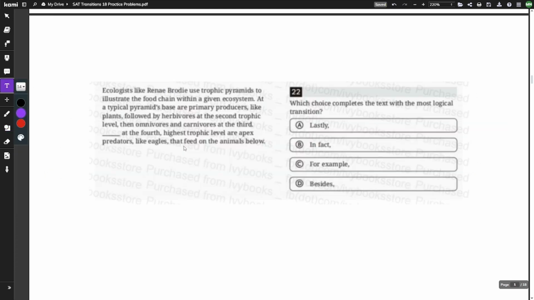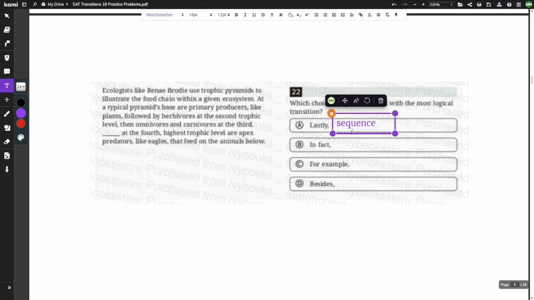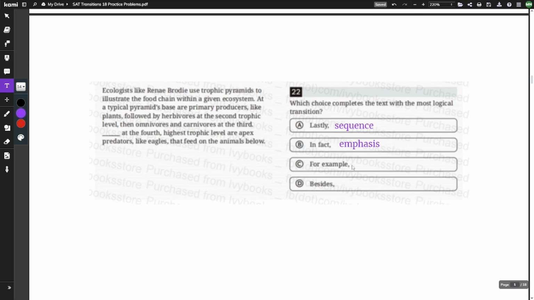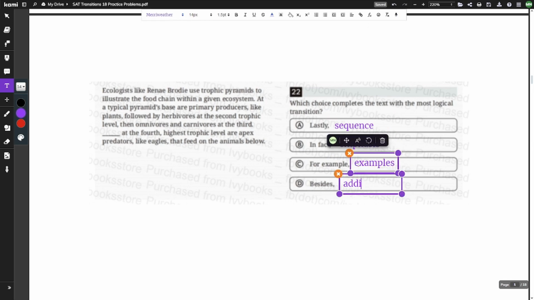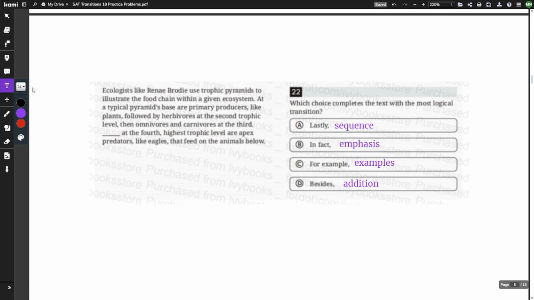Question number 5, let's look at our answer choices and see what categories they belong to. Lastly is going to be sequence of events. In fact will be emphasis. For example, wow, I wonder which one that is going to be. And besides is going to be addition. So unfortunately, none of these belong to the same category, so we cannot eliminate anything. Let's move to our text now.